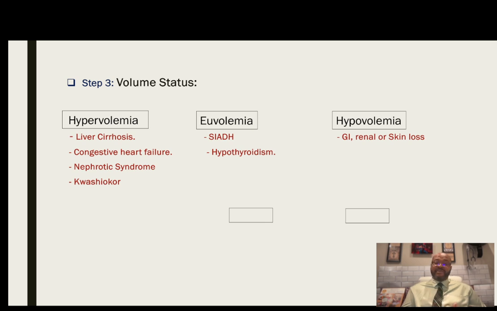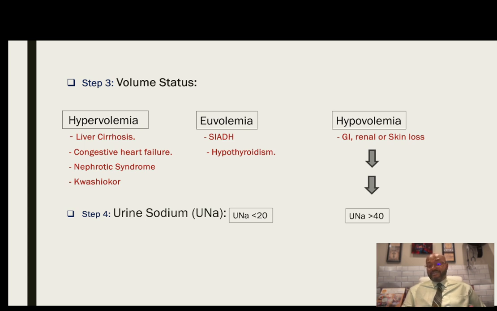And then, of course, the euvolemic cases: SIADH, syndrome of inappropriate ADH, or hypothyroidism that I might mention later. Hypovolemic cases are where you've lost sodium and water from the GI tract or from the kidneys or the skin. So when that happens in hypovolemia, the next thing I do is I get the urine sodium level. That will tell me whether the loss in hypovolemia cases is from the kidneys or outside the kidney. If the urine sodium is less than 20, that tells me something. If it's more than 40, that tells me something.